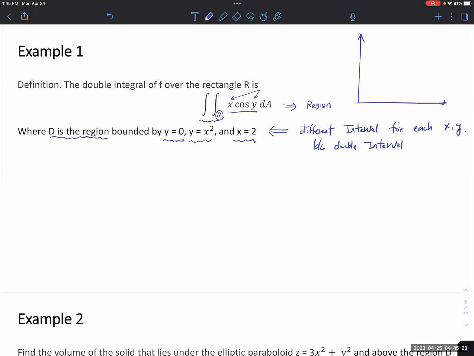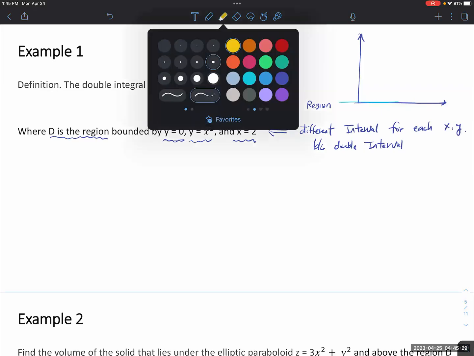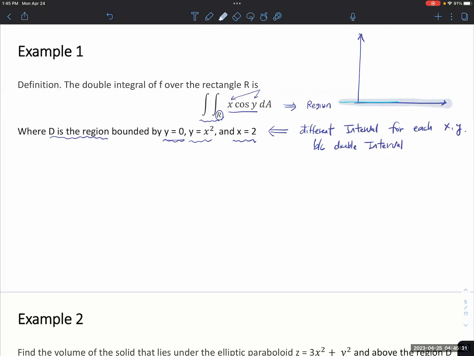So y equal to 0, if you draw that line, it is going to be the x-axis. Many people forget that y equal to 0 means, like y equal to 1, a horizontal line. So y equal to whatever number, it is a horizontal line. So y equal to 0 is exactly the x-axis.